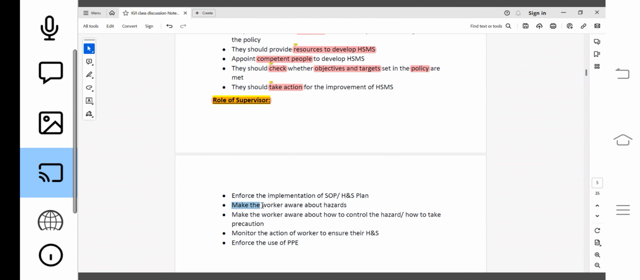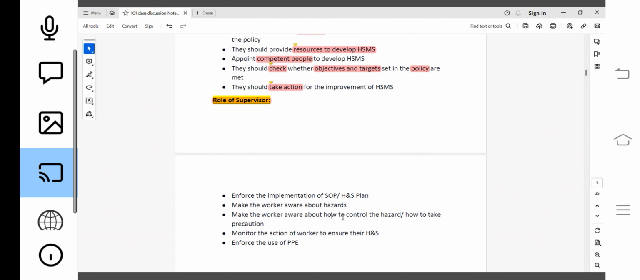Then the supervisor has a role to make the workers aware about the hazards where they are working. If the workers are working at height, in an excavation, or doing painting, in any activity there must be a hazard. Those hazards have to be informed to the workers by the supervisor. The supervisor has charge and authority over the workers, so that he can instruct them.